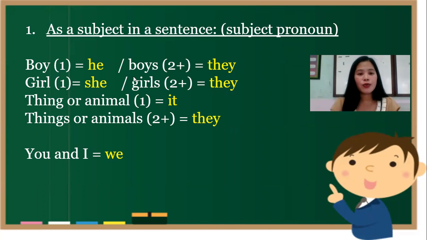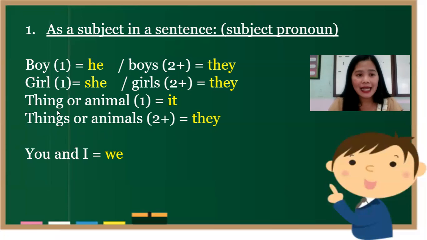Now, look at this one. We have boys, it means many, two or more. So what is the pronoun? The pronoun is they. How about the girls? It means many. The pronoun again is they. Now, how about things or animals? Things or animals, if it is two or more, the same, it is they. All right? Do you understand?